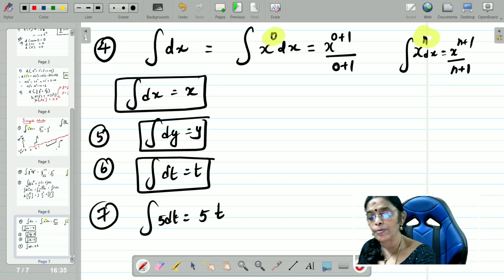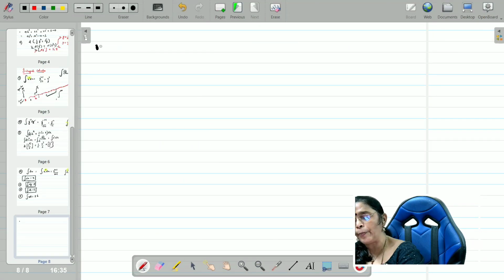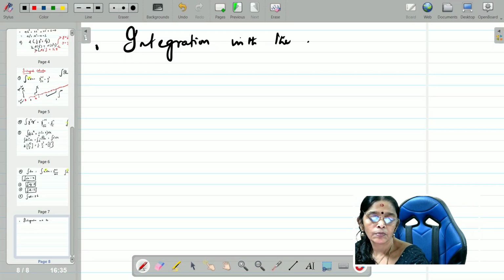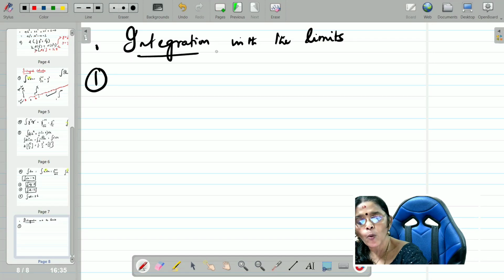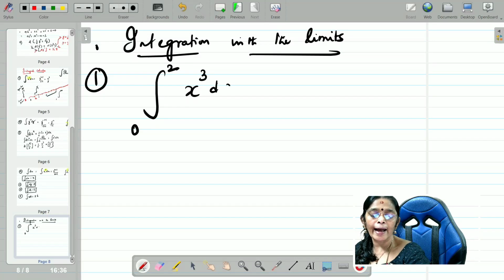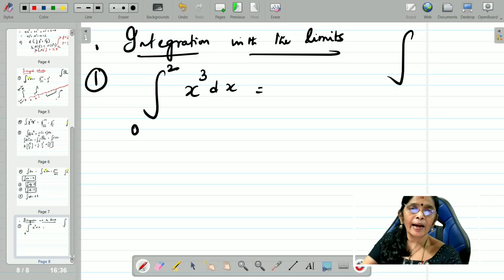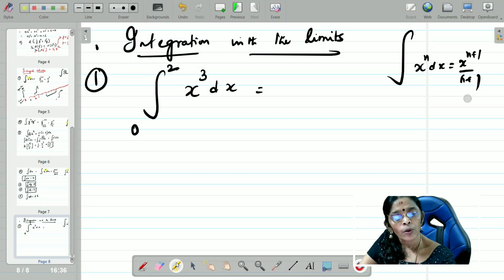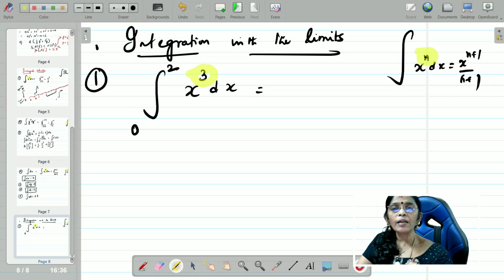integration with the limits. Let me teach you integration with the limits. Very simple now. Integration with the limits. Now question number 1, what is integrate 0 to 2, 0 to 2 x cube dx. We know that, again, write down the formula. X power n dx is equal to x power n plus 1 divided by n plus 1. So now this is n. Here instead of n, 3.